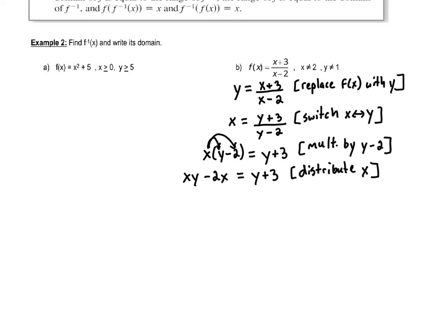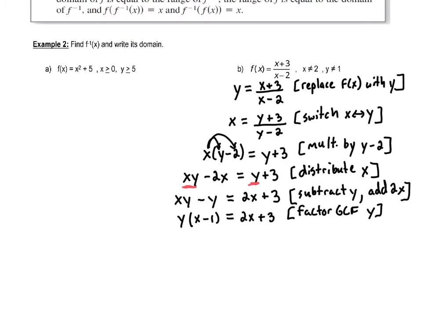Now remember, the goal in this process is to get the y by itself, so it would be in our best interest to get these terms x, y, and y next to each other on the same side. So I will subtract y from both sides and move the negative 2x over as well. So after adding 2x to both sides and subtracting y from both sides, I'm left with xy minus y equals 2x plus 3. Notice that the two terms next to each other on the left both have a y, so now I will factor that y out.